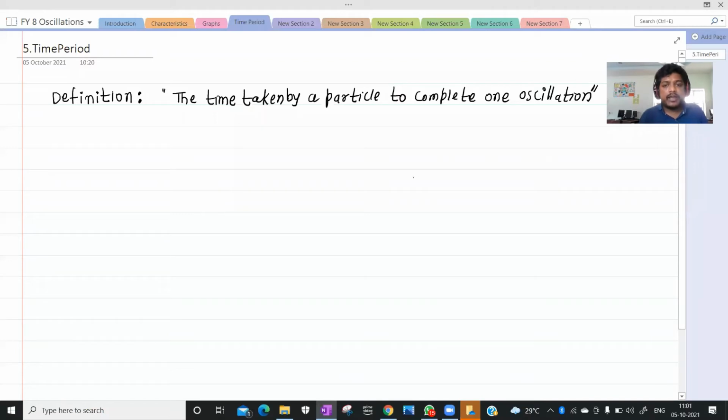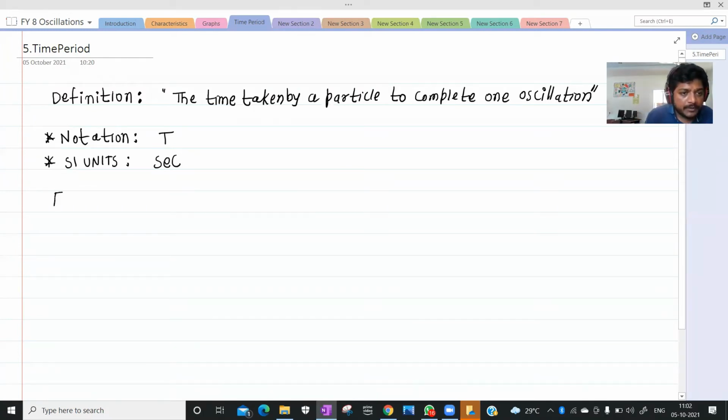The time taken by a particle to complete one oscillation about its mean position is called time period. So how do we denote time period? Notation: capital T. What are the units of time period? Seconds. The SI unit is seconds. Here I will give a small explanation about time period.